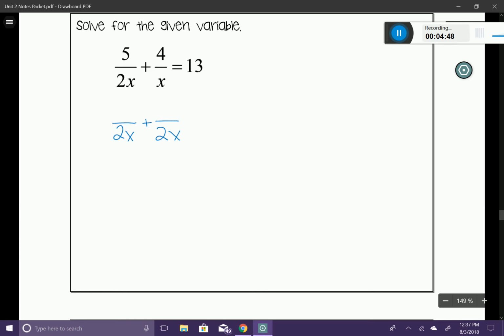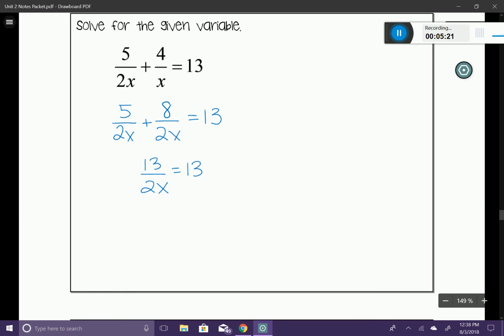In the first fraction, I didn't change it, so I'm not going to change my numerator either. But in the second problem, I multiplied it by 2, right? So I'm going to multiply the numerator by 2 as well. And 2 times 4 is going to give me 8. And I'm going to set that equal to 13. All right, now that I have a common denominator, I'm going to go ahead and add those fractions just like I would a regular fraction. That's going to leave me with 13 divided by 2x equals 13.